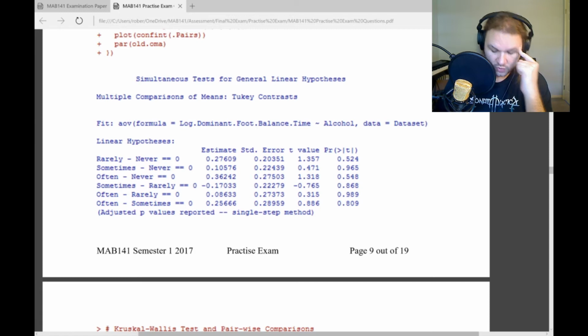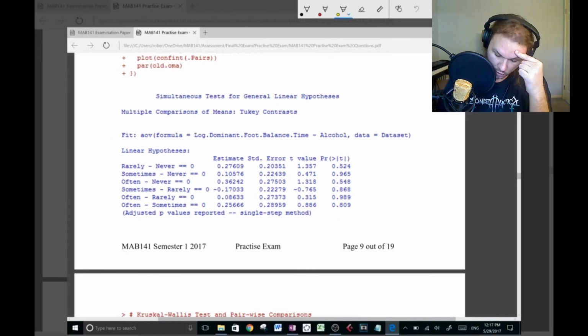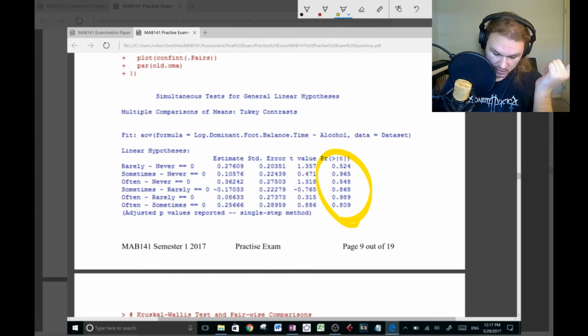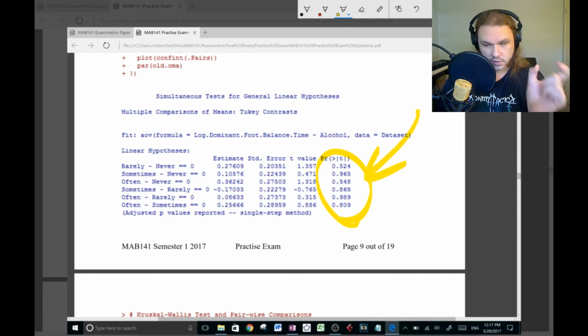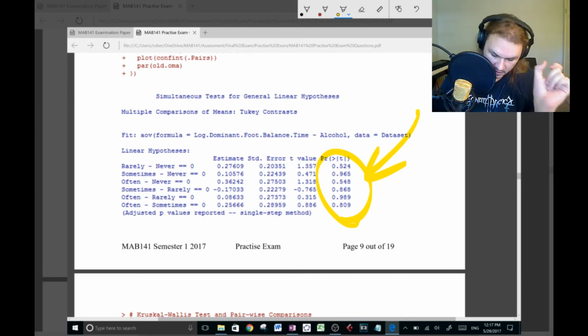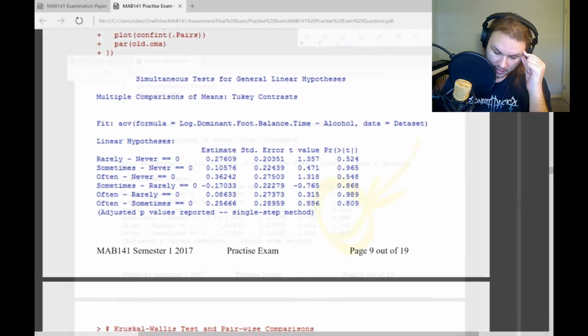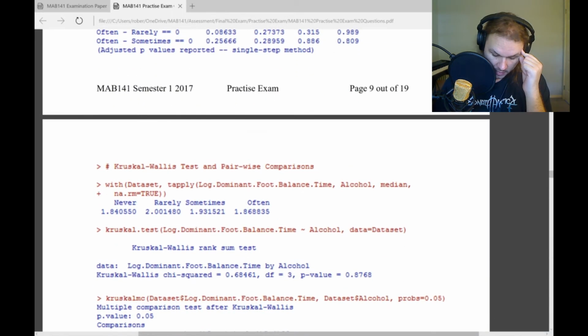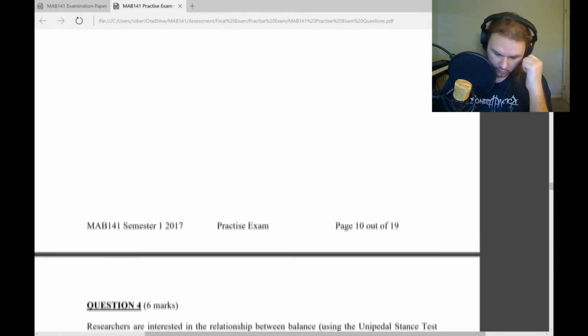There will be no need to talk about these values here, because we had no evidence of any differences. We're not going to have any significant p-values in the comparisons test, so we don't need to worry about mentioning that. If you did have a low p-value, you would be looking here to see which of the alcohol levels have a significant difference. In this case, none of them do, but we don't even need to mention that. And there we go. So that would be the answer to question 3.